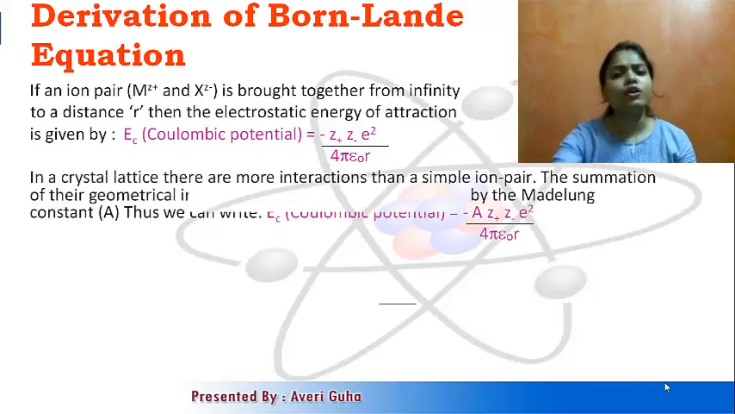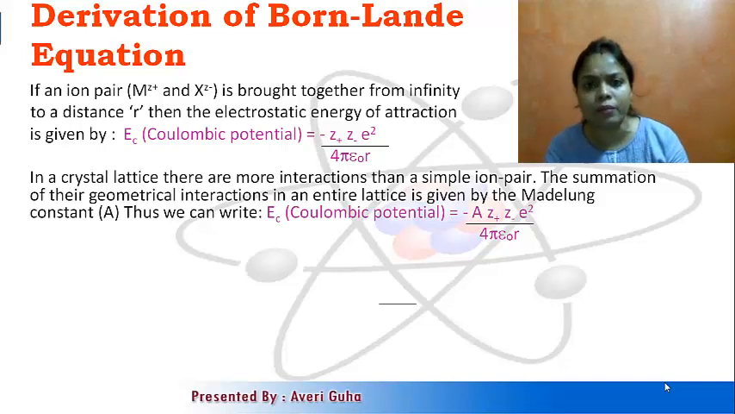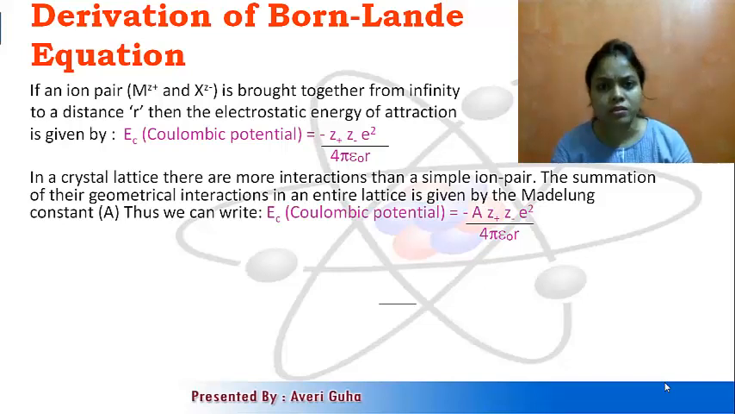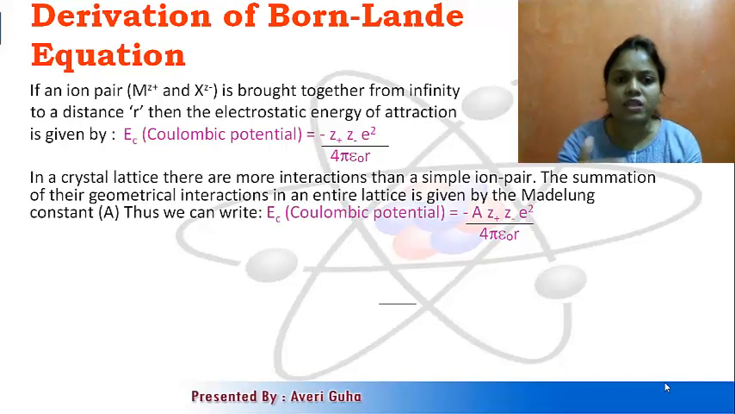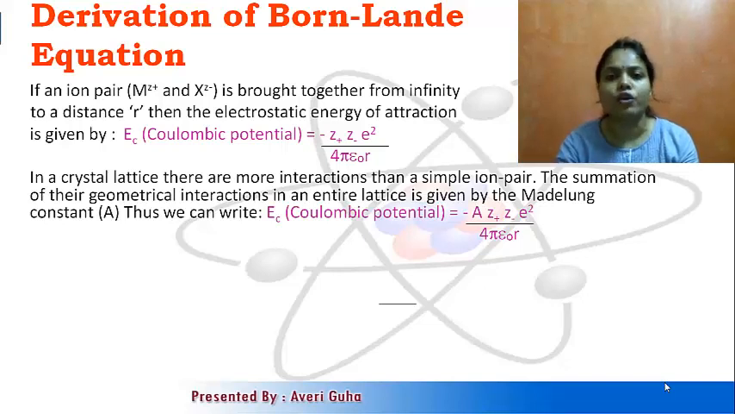Now see, in a total crystal lattice, there is not a single ion pair. Obviously it will consist of several ion pairs, isn't it? Now we can think that the summation of their geometrical interactions within an entire lattice is given by a constant, and this constant is the characteristic property of that particular lattice. Suppose I have a compound which assumes the NaCl type of structure, then that compound in the NaCl type of structure has a particular Madelung constant which is denoted by A. So obviously the previous equation of Coulombic potential will simply be multiplied by this constant A in order to get the total Coulombic potential in a particular crystal lattice.